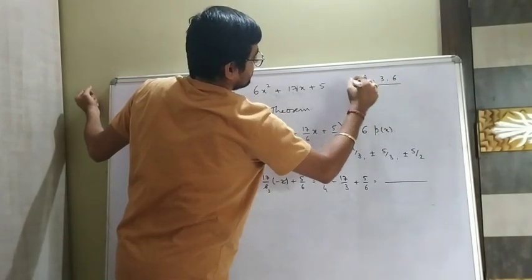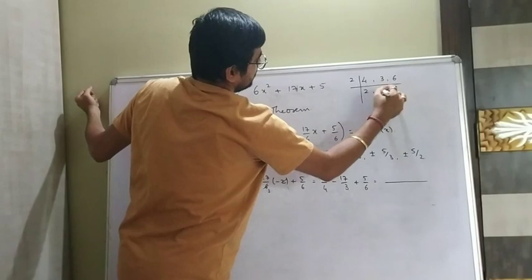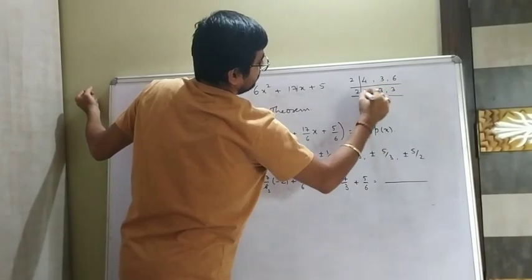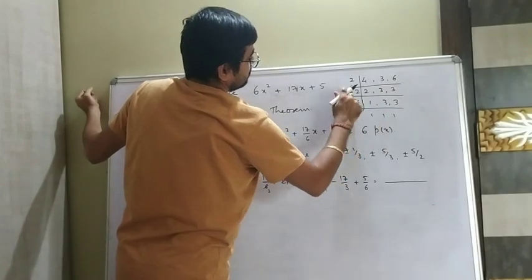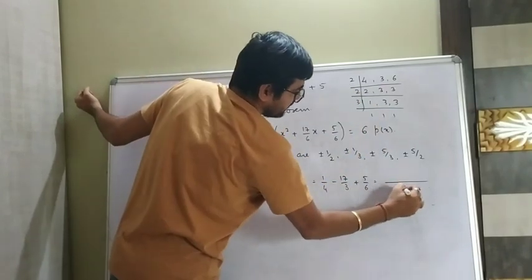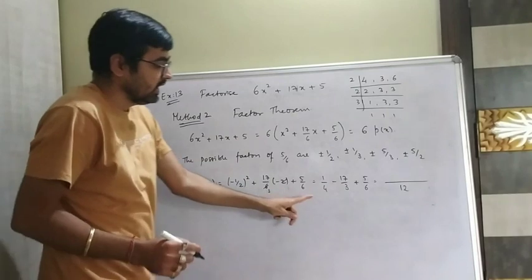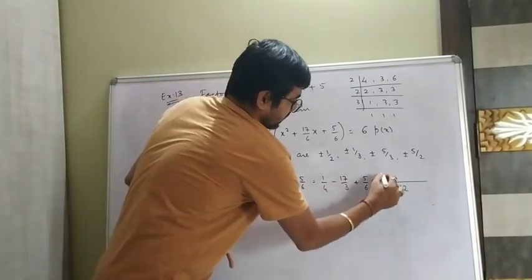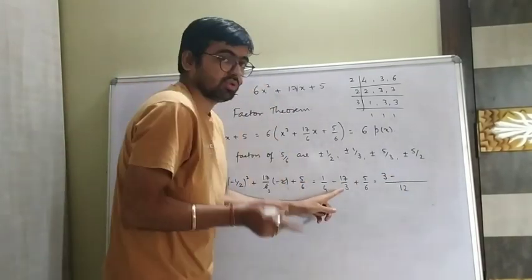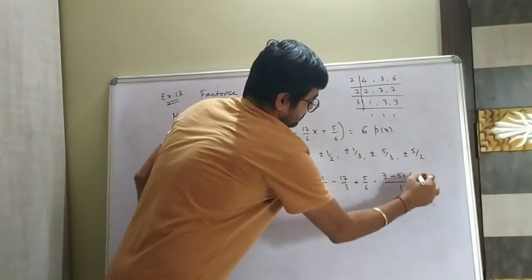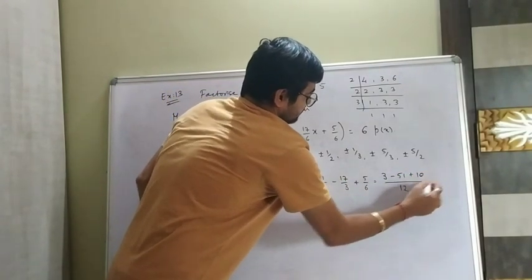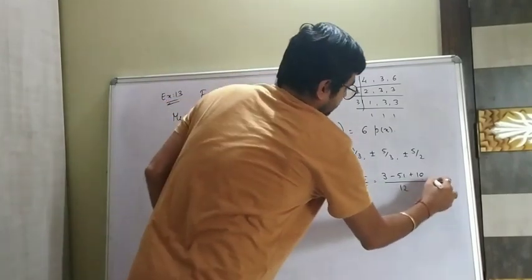4, 12, 6. So 2, 2, 3, 3. Then 2, 1, 3, 3. Then 3, 1, 1, 1. So 2 times 2 times 3 is 12. So for me LCM is going to be 12. Here 4 goes into 12 three times, so the numerator is 3 minus 17 plus 10. So 3 minus 17 plus 10, this is definitely not going to be 0.